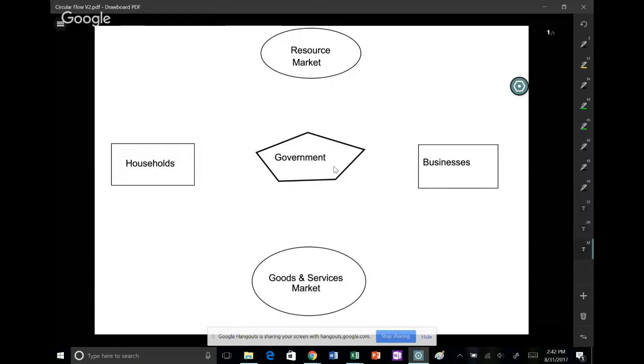There are an additional 10 minor functions for government, but we're not going to be concerned with those. I only want you to know the 6 major functions for government. And the number one function for government is to protect private property rights.